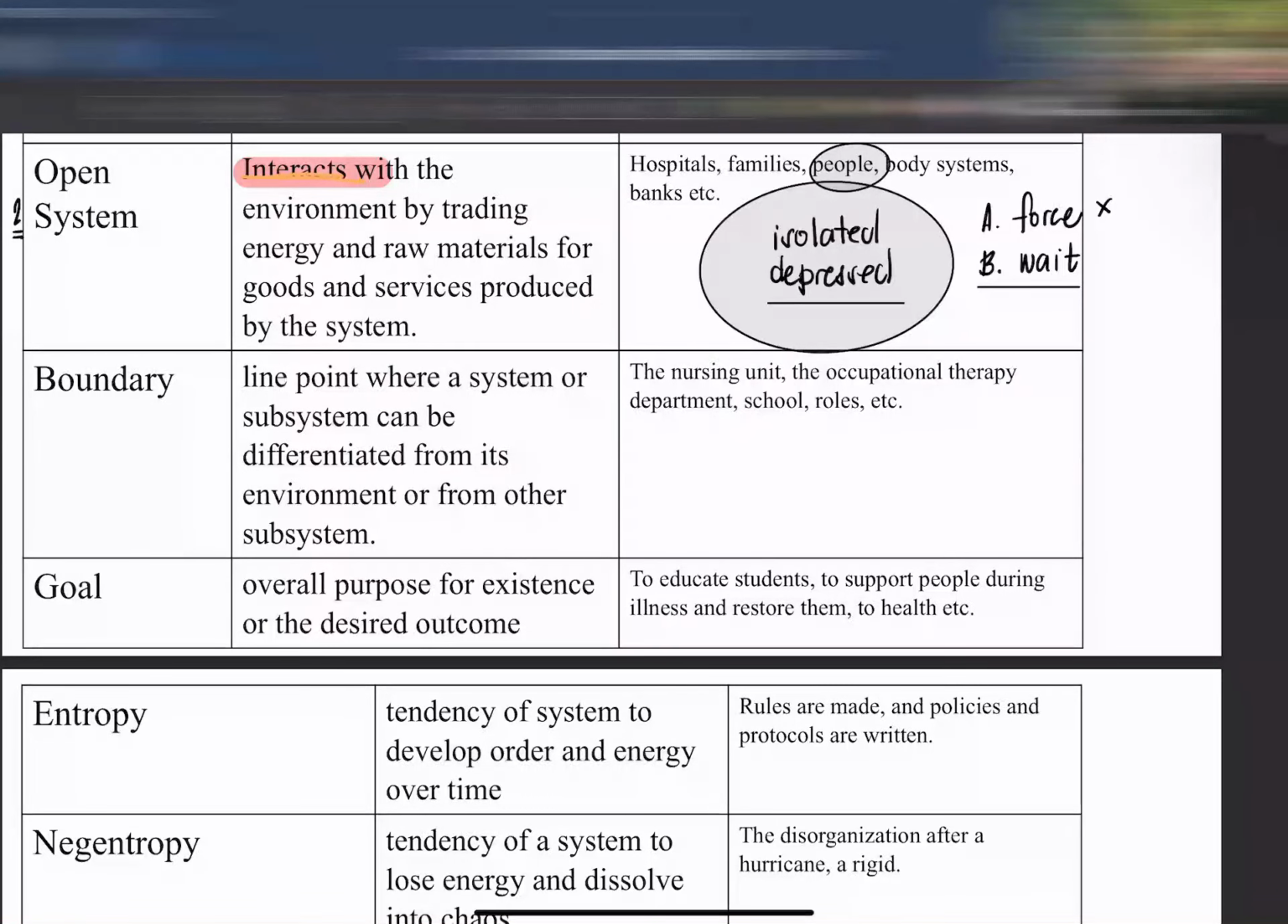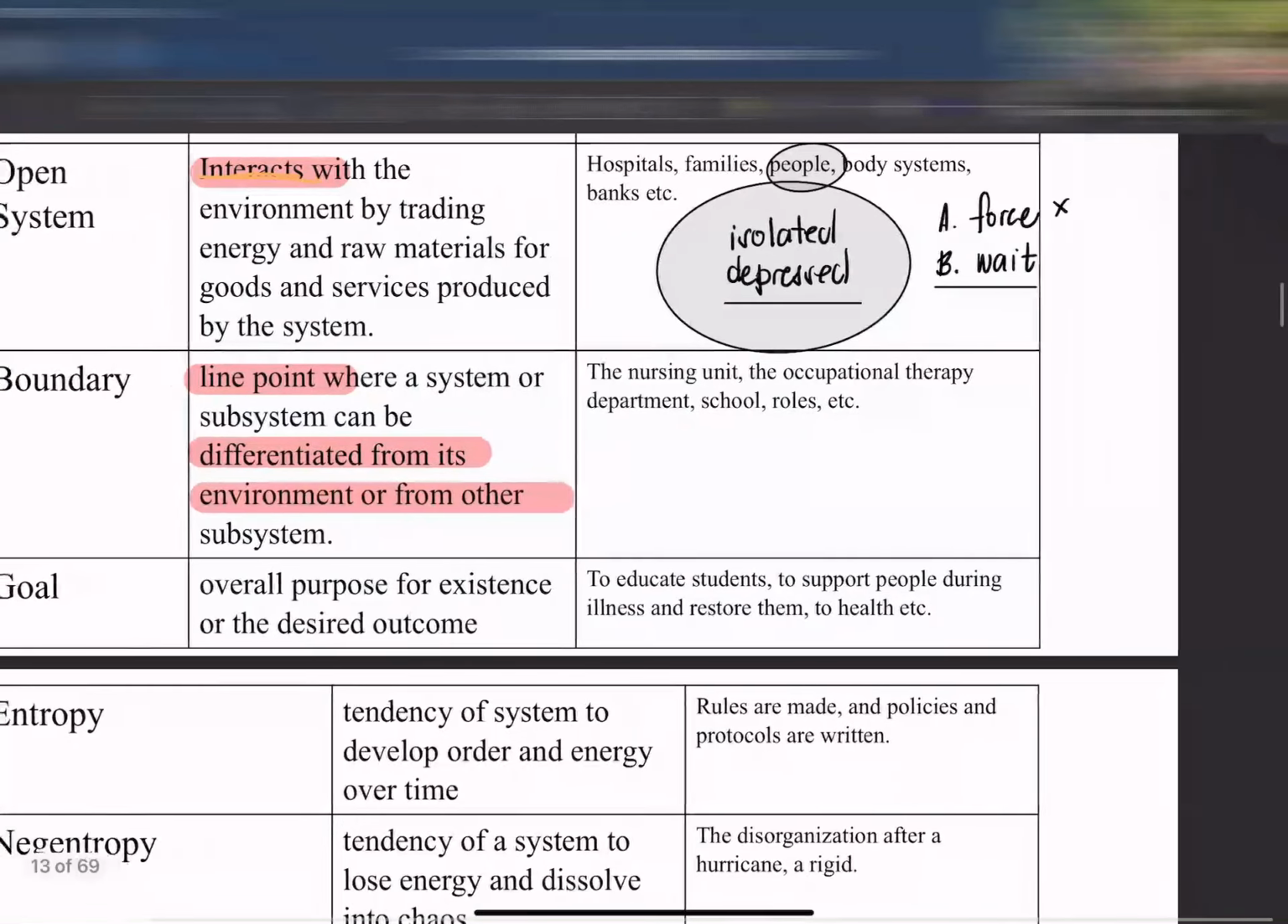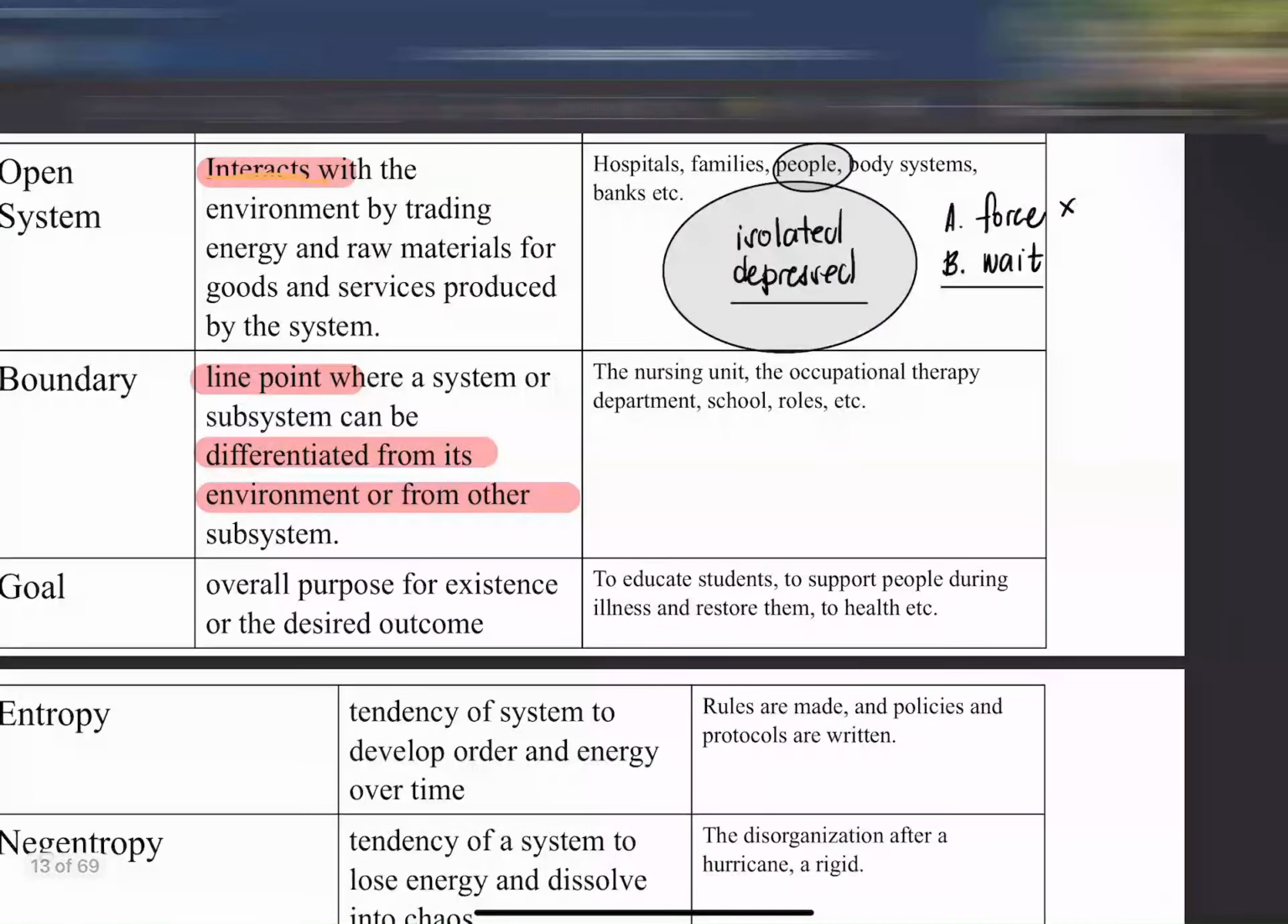That's the line point where a system and the subsystem could be differentiated from its environment or from other subsystems. Okay? Now, sabi natin, class, most of the systems that we encounter are open systems. Now, let's pick, for example, patient A. And then, class, let's pick, for example, the mother of patient A. So, class, if you would look at them, they are actually open systems.